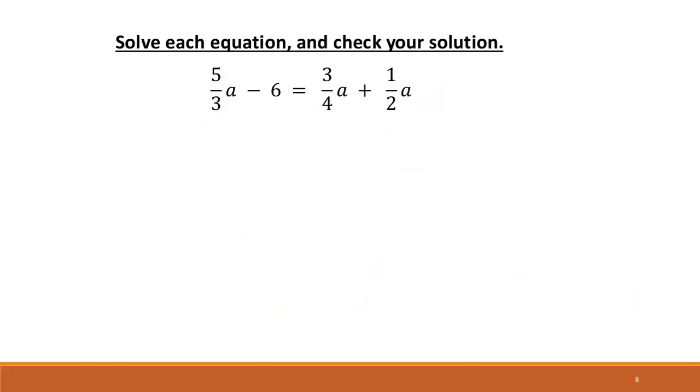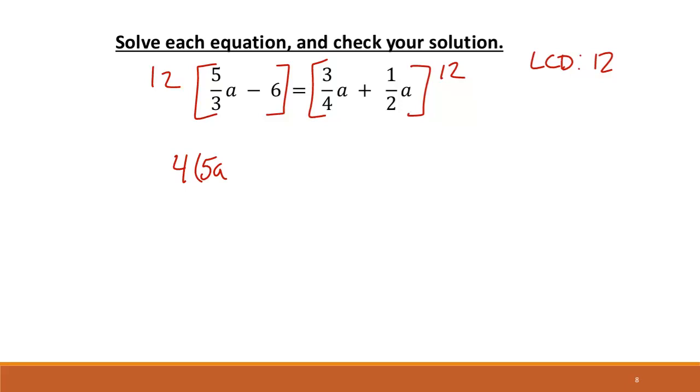This one, my least common denominator is 12. I'm going to multiply both sides by 12. So when I do that, 12 and 3 will cancel to leave me with 4 times 5a. And then minus 12 times 6 here. Here, 12 and 4 will cancel to leave me 3 times 3a. Plus half of 12 is 6, so I get 6a.